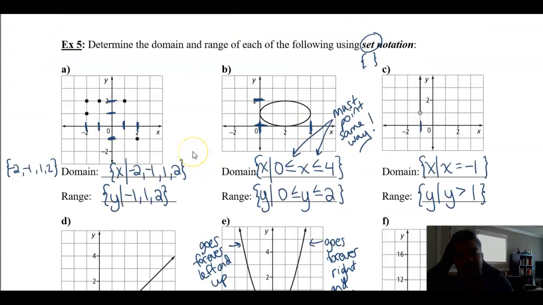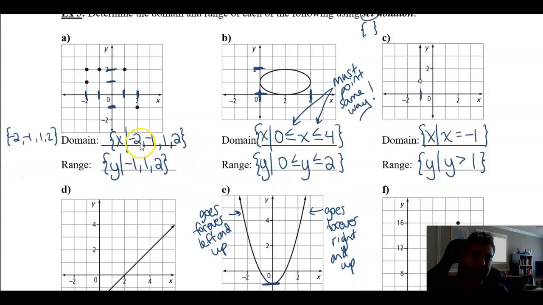Okay, so example 5, determine the domain and range of each of the following using set notation. First, I was looking at set notation. We'll look at this one that's done so we can explain set notation. So again, in set notation, we have these squiggly brackets on either side of, well, I'll explain what's inside. But say we're looking at the domain, right? So we're going to have x here and a big long line here, and then whatever the x values are. So that's kind of the set notation. You do squiggly brackets outside and inside. If you're looking at domain, you have the x.